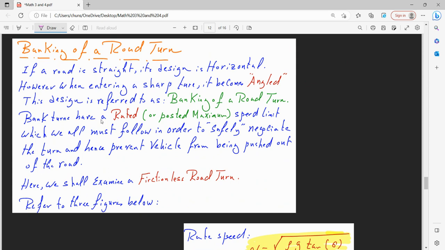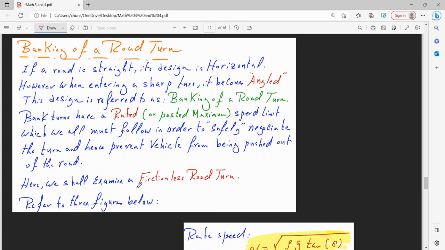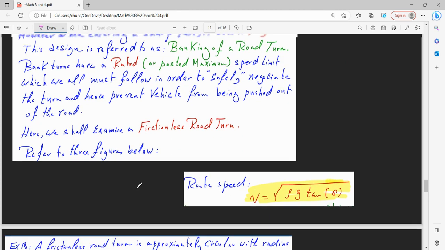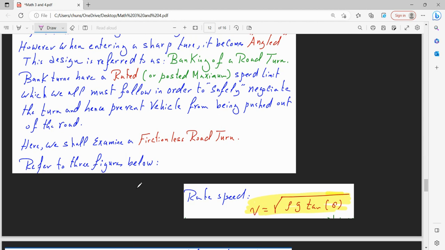Okay, so now we're going to talk about the banking of a road turn. So this is used to find the rated speed of our turn. So I'm going to use this equation below. Our velocity is equal to the square root of our radius of curvature times our gravitational force times tan theta.